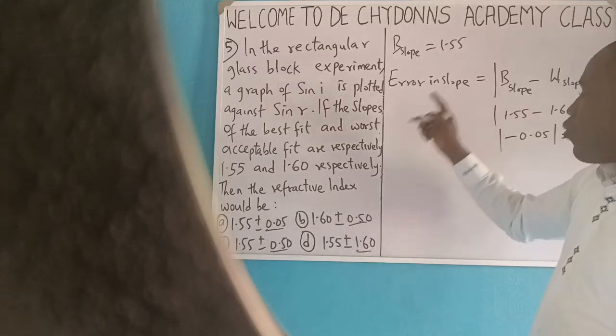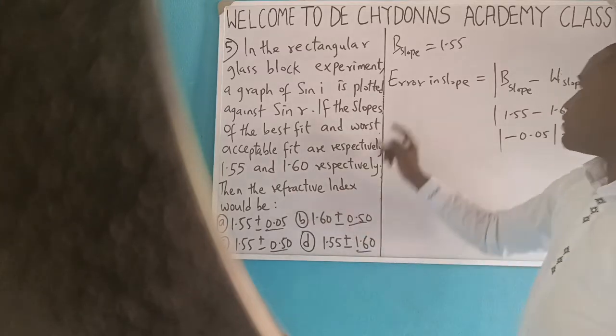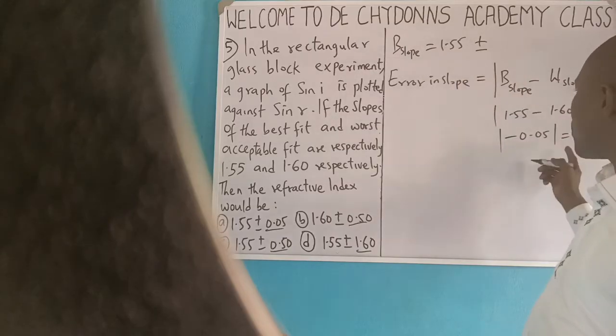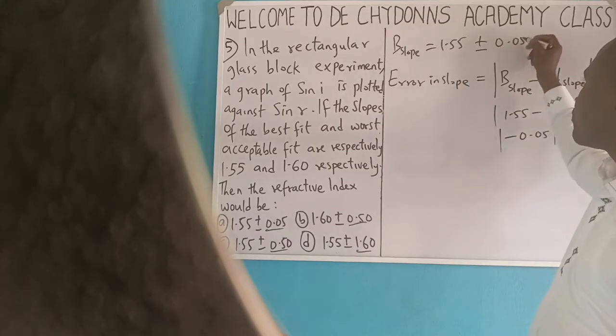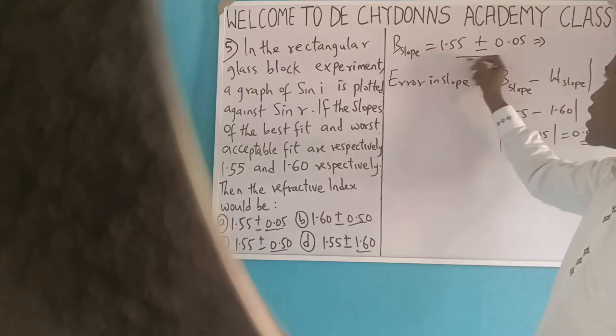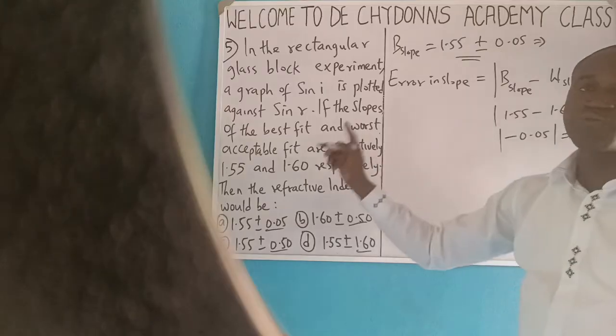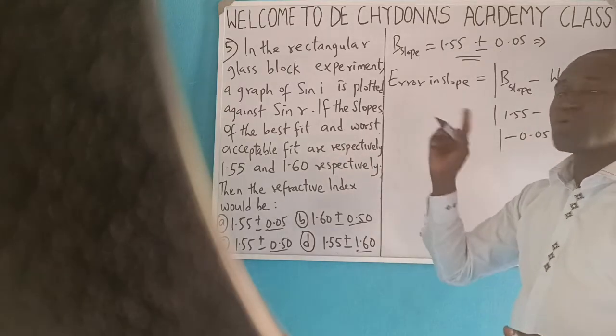So, what is the refractive index? Refractive index will be the best fit slope plus or minus error in slope, which is 0.05. That is the answer. The best fit slope is what you use, not the worst fit slope. Let's go to question number 6.